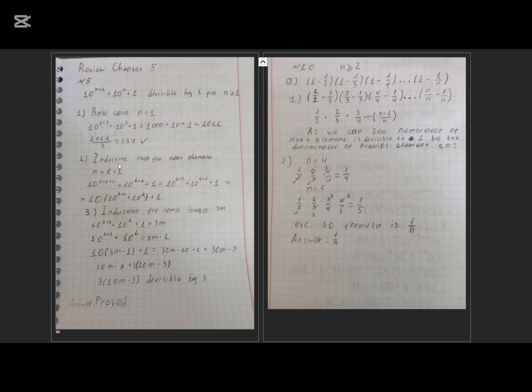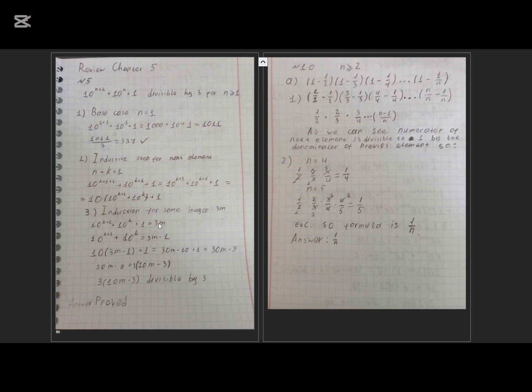Step number 2 is finding the inductive step for next elements. So we replace n by k plus 1 in the base case. So we get 10 in power of k plus 3 plus 10 in power of k plus 1 plus 1. If we simplify this, it will look like 10 multiplied by the sum of 10 in power of k plus 2 and 10 in power of k plus 1. So in the third step, we need to find the induction for some integer m. We make it 3 multiplied by m because we need to find whether this is divisible by 3.